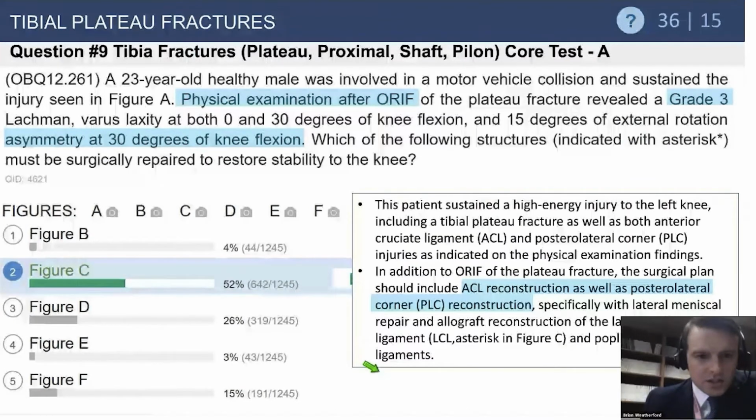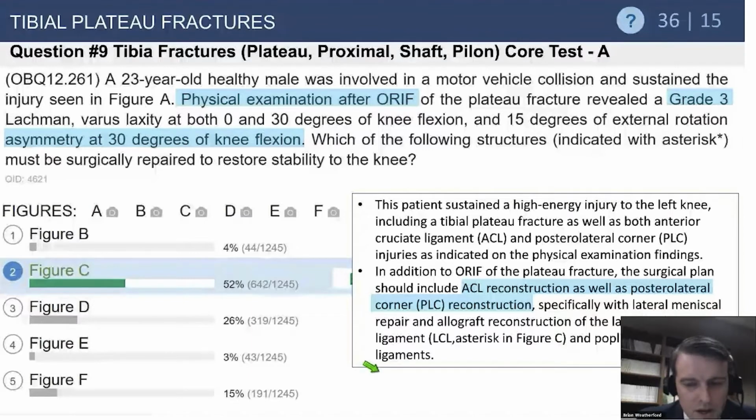There's a lot of structures there, apparently. So you can see all the different asterisks there. Okay, so it's figure C. They have an anterior cruciate ligament injury as well as a posterolateral corner injury. So this patient needs to have an anterior cruciate ligament reconstruction as well as a posterolateral corner reconstruction, specifically with lateral meniscal repair and allograft reconstruction of the lateral collateral ligament, which was the asterisk in figure C.